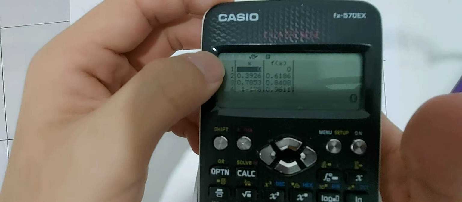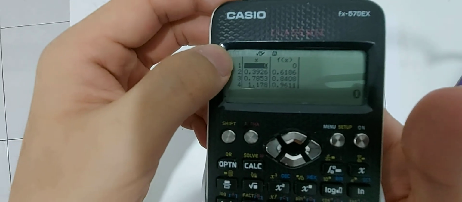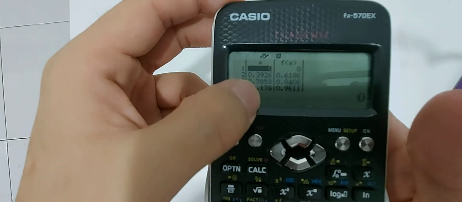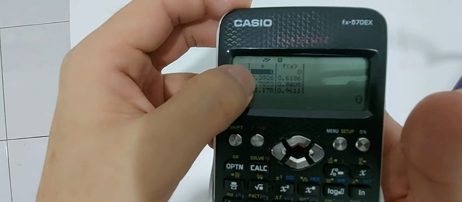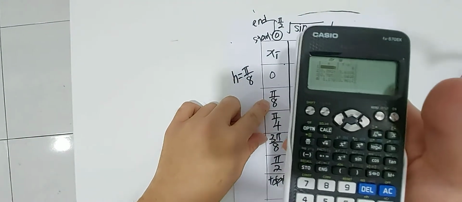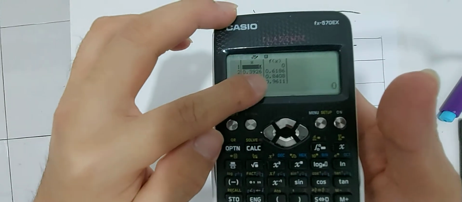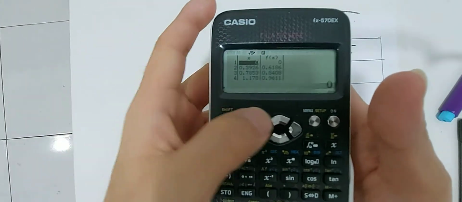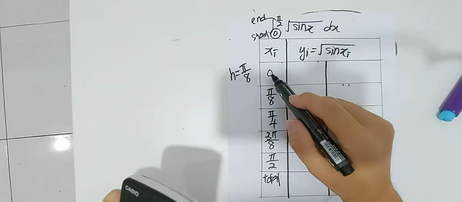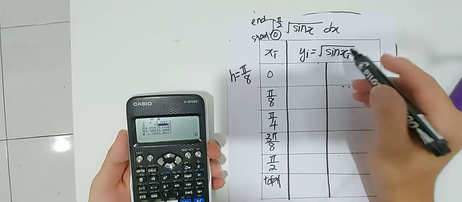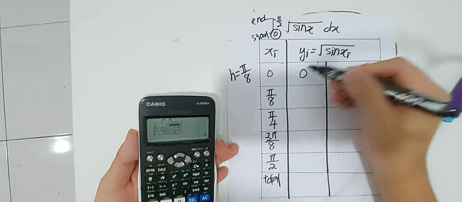Of course, they will convert your x value to a decimal value, but it's actually the same. For example, 0.3926 is the same as pi over 8, right? Doesn't matter. This is not important here. What is important is the value of y here. So the first value will be 0, right? Because when you substitute 0, sine 0 is 0. So square root of 0 is 0.